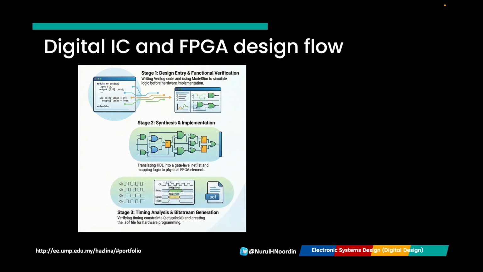And stage number 3, timing analysis and bitstream generation. Here it involves step number 4, timing analysis, which is performed to verify that the routed design meets all required timing constraints. The tools check for setup time and hold time violations to ensure that data signals arrive at registers within the correct clock cycle limits. If the design fails to meet timing requirements, the designers may need to go back and adjust the HDL code, such as adding pipeline registers to improve the maximum operating frequency. Stage number 3 also involves step 5, bitstream generation.